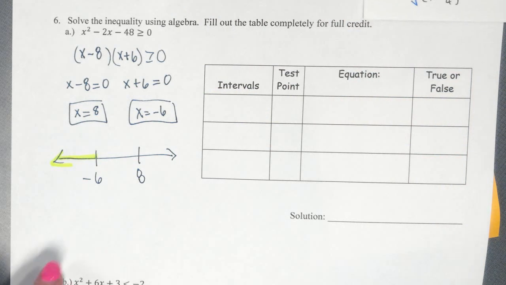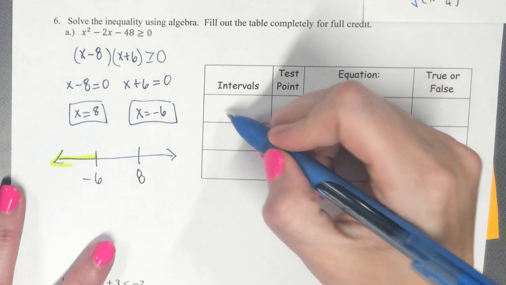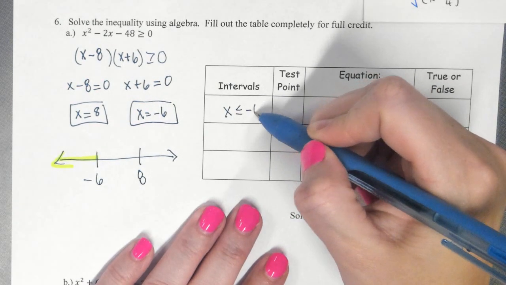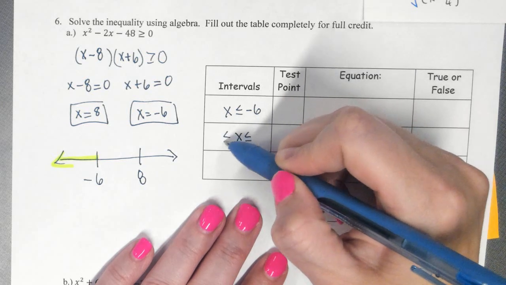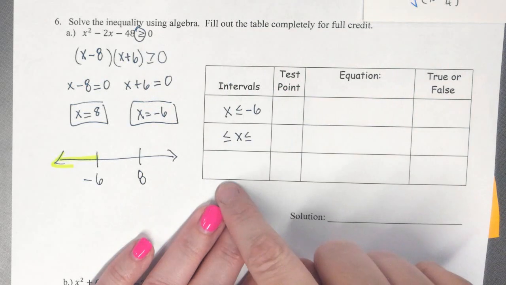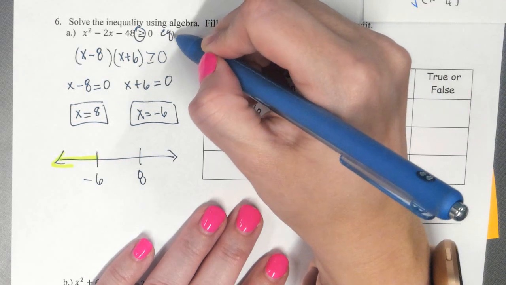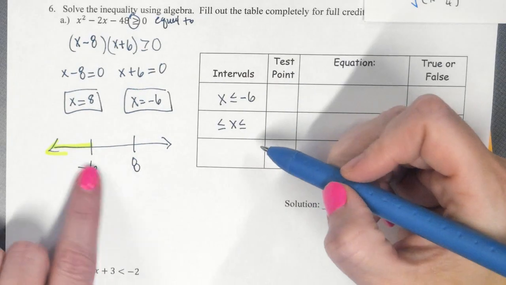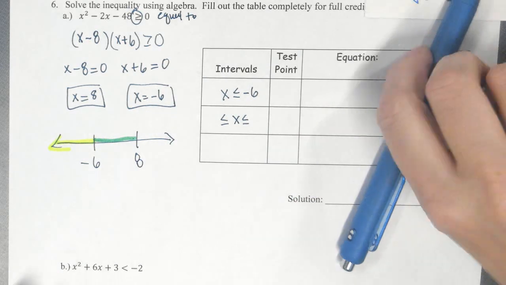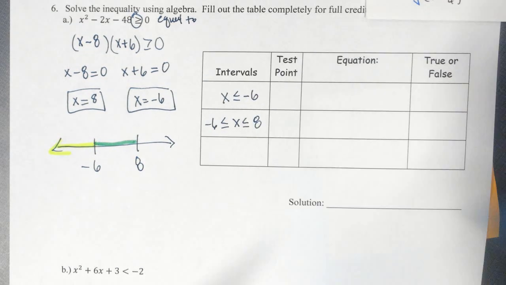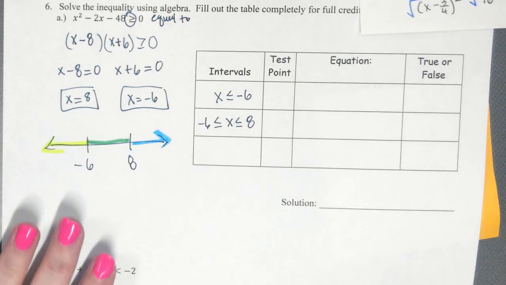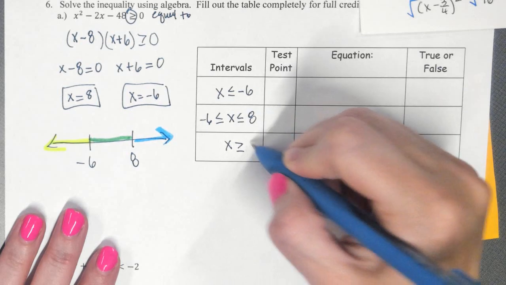So the first part of the inequality, the interval, is x is it less than or less than or equal to? How do we know? Yep, the original. So whatever this is, if this has an equal to, these have an equal to. So you need the equal to here. Okay, the second one goes from -6 to 8. So x is in between -6 and 8. And then this one here would be x is greater than or equal to 8.